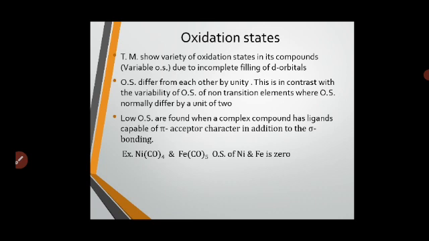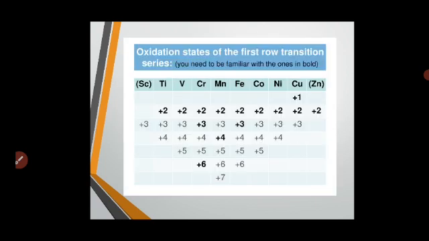For example, Ni(CO)4, nickel tetracarbonyl, or iron pentacarbonyl. So here the oxidation state of nickel and Fe is 0. Now this is possible only in complex compounds. Now here is the chart.